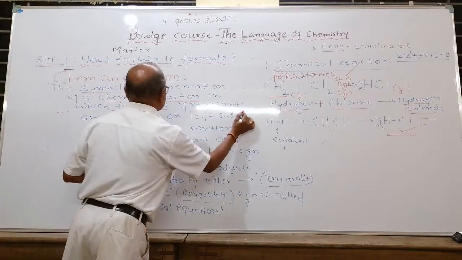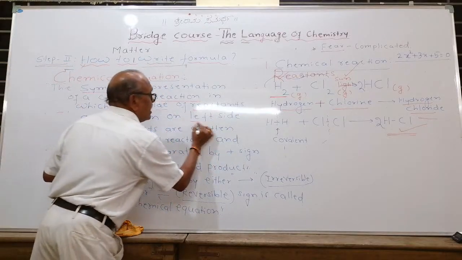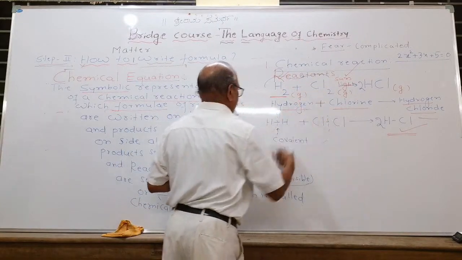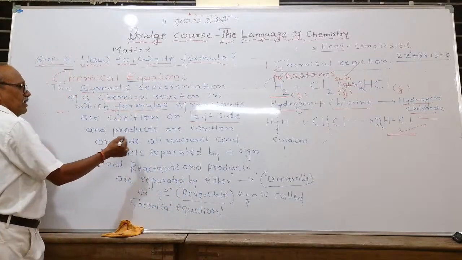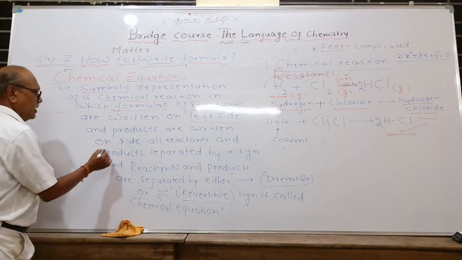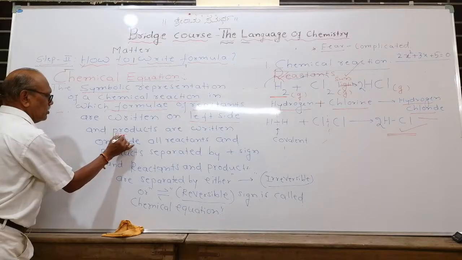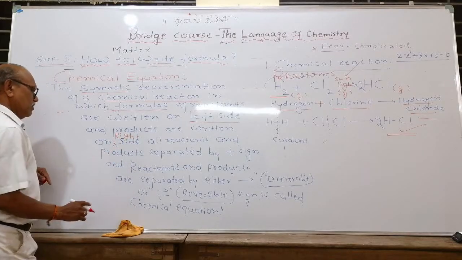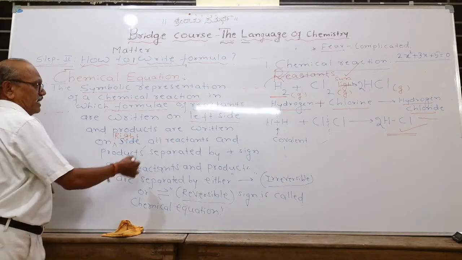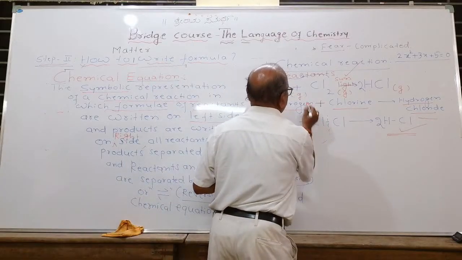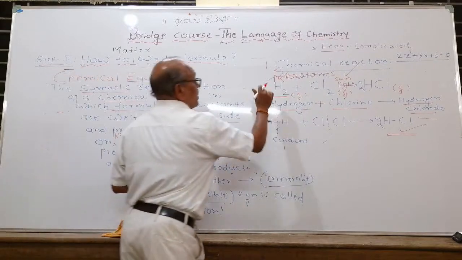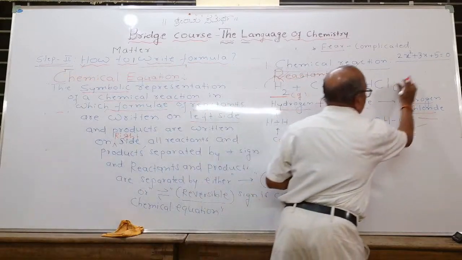Formulae of reactants are written on left side. Can you observe what the reactants are in this case? Hydrogen and chlorine. They are written on the left side. And products are written on right side. Just include the words right side. Comma. All reactants and products are separated by plus sign. In between reactants and products they are separated by what? Plus sign. And reactants and products are separated by, these hydrogen and chlorine are reactants. Hydrogen chloride is a product.